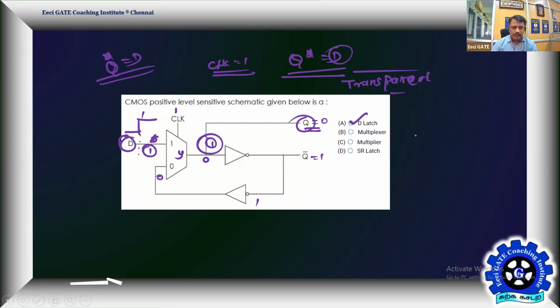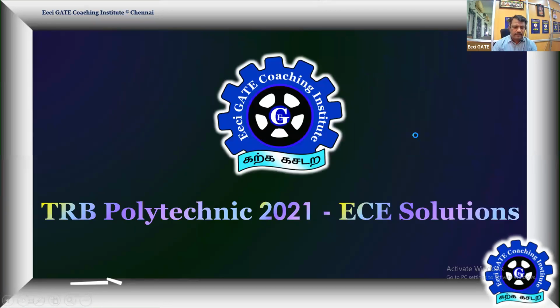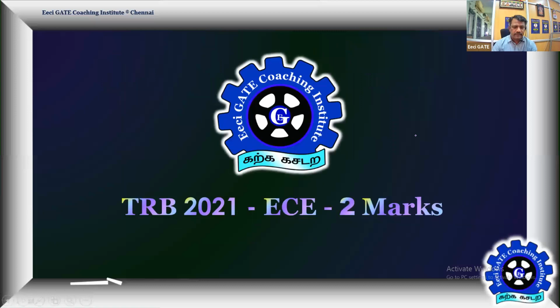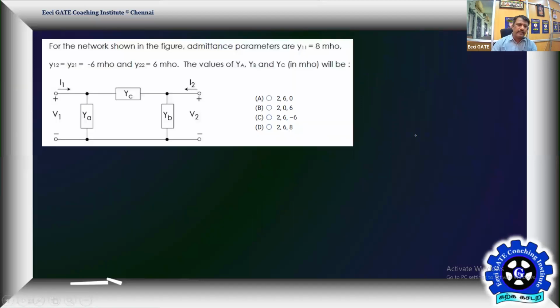Yes, let us get into the next problem. This is from 2-port networks. Admittance parameters, Y matrix. Y11 given, Y12 given, Y21 given, Y22 also given. That means the Y matrix is given. So the values of YA, YB and YC only we need to find out. Let us quickly make it. We'll go with the fundamental.